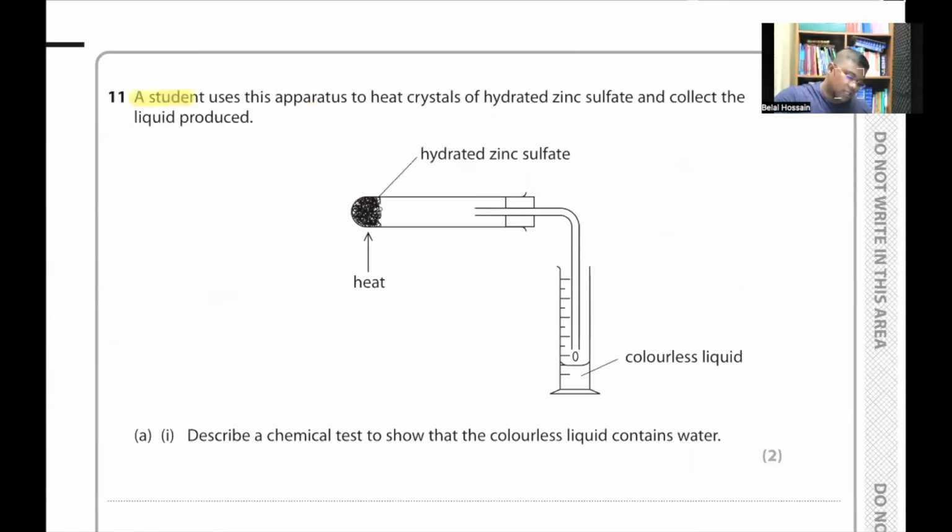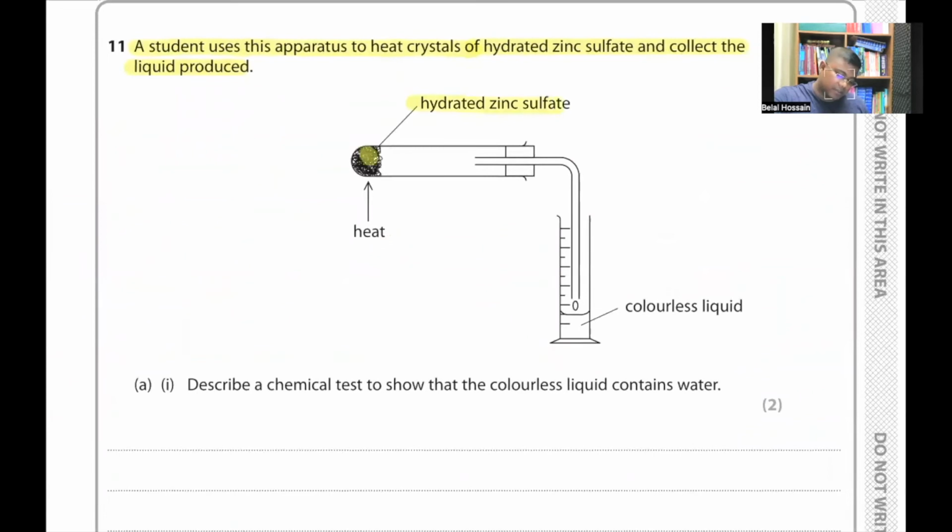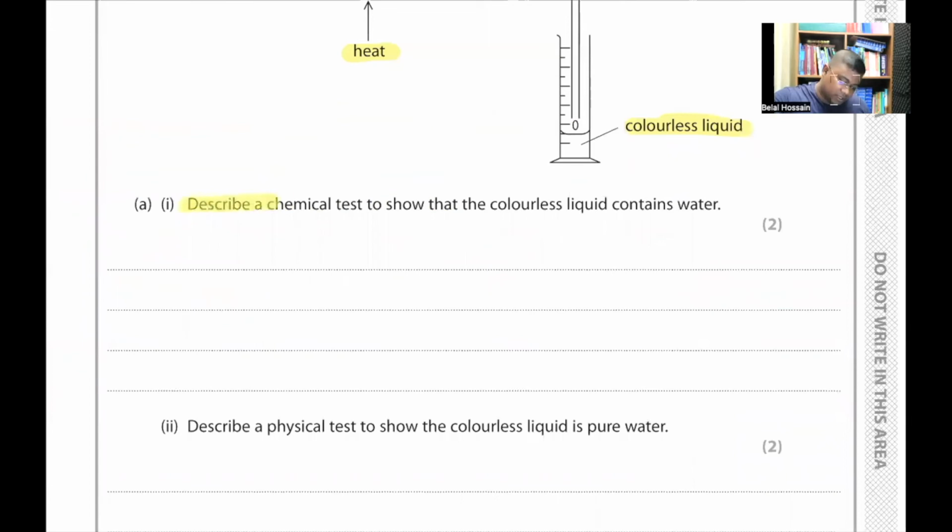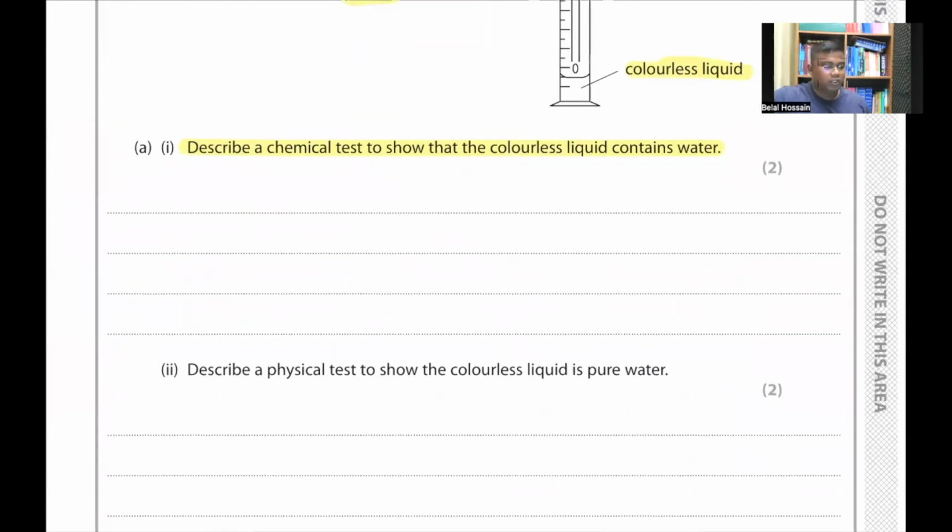Question number 11. A student uses this apparatus to heat crystals of hydrated zinc sulfate and collect the liquid produced. So hydrated zinc sulfate is heated and a colorless liquid is obtained. Describe a chemical test to show that the colorless liquid contains water. To do a chemical test, we can use anhydrous copper 2 sulfate. We know that anhydrous copper 2 sulfate has a white color, and once we add it to water, it turns from white to blue because it gets hydrated.